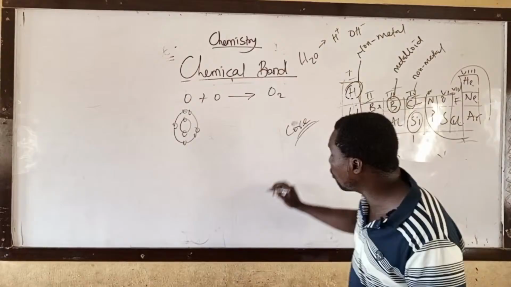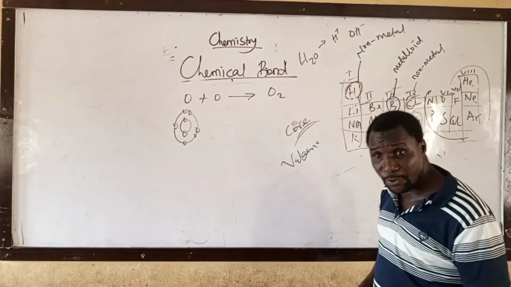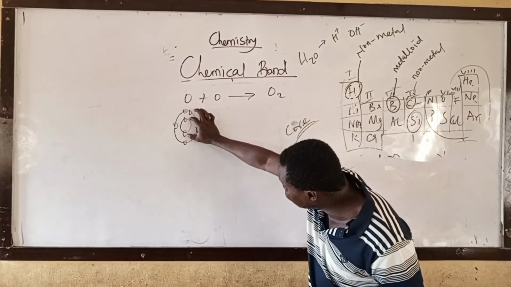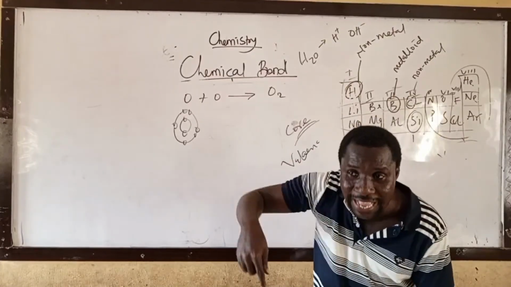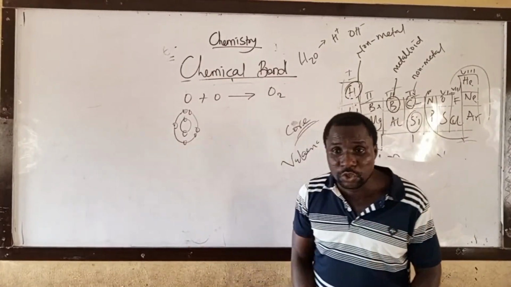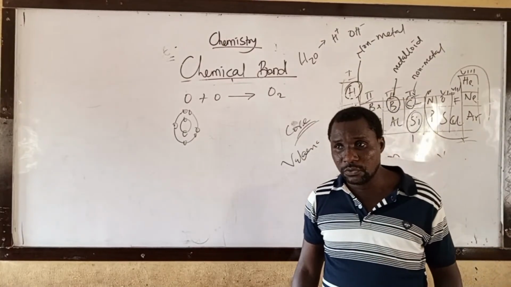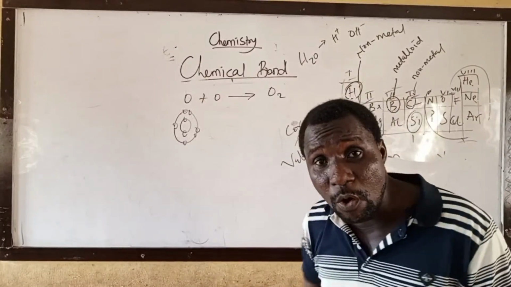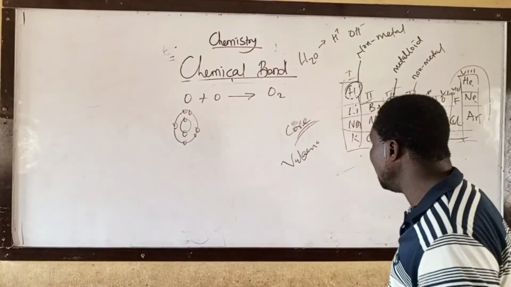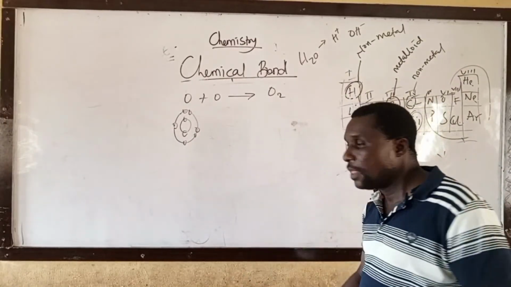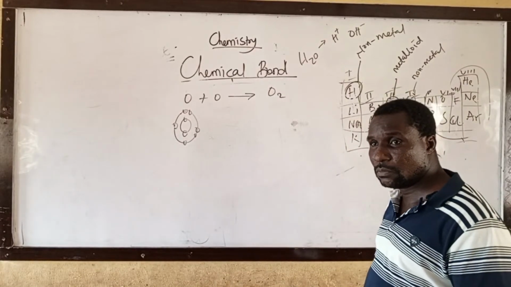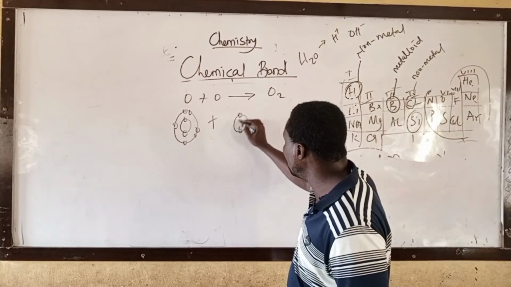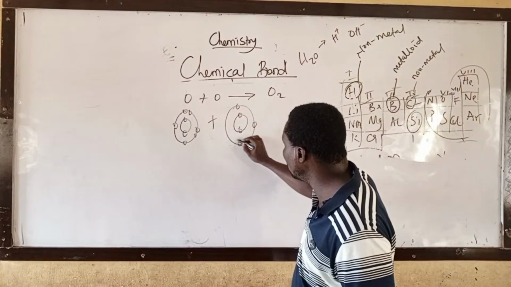Electrons on the outer shell are called valence electrons. Take note. These 2 inside are core electrons. Then the ones on the outer shell are called valence electrons. Do you understand? Core electrons are the ones inside. The ones on the outer shell are called valence electrons. It has 6 valence electrons. Then plus another oxygen: 2 core electrons, then 6 valence electrons.